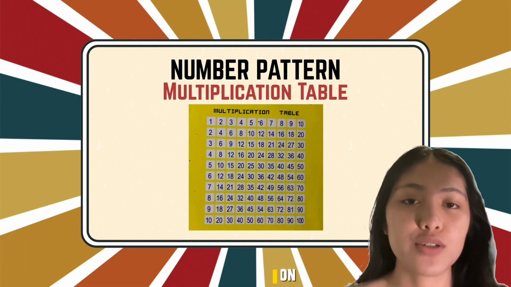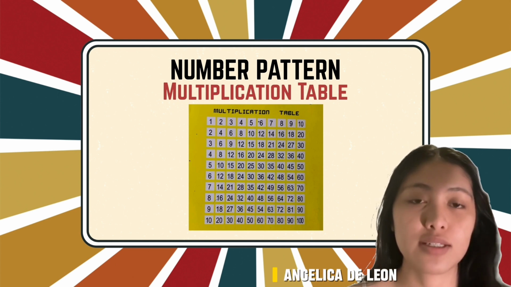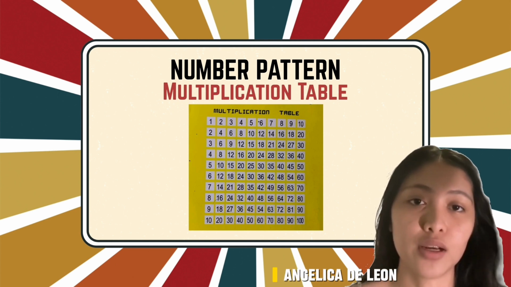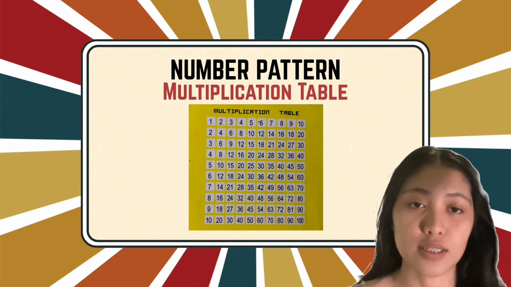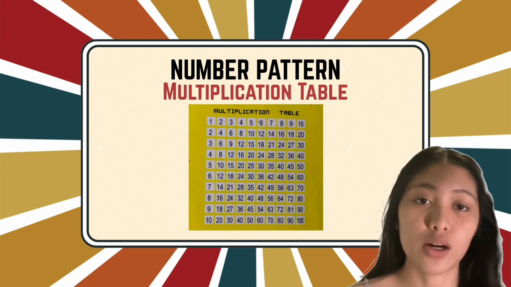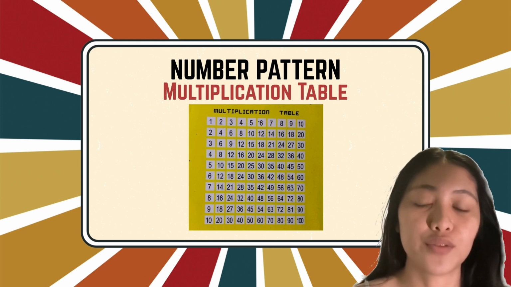Number pattern, we chose multiplication table because it is considered a number pattern because each sequence in a multiplication table follows a predictable and consistent rule. In every row or column, the numbers increase by the same amount each time, showing a pattern of repeated addition.